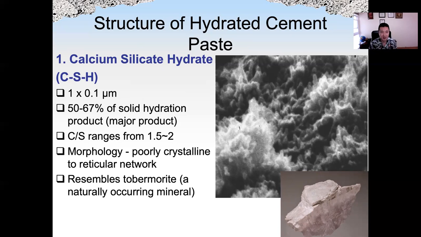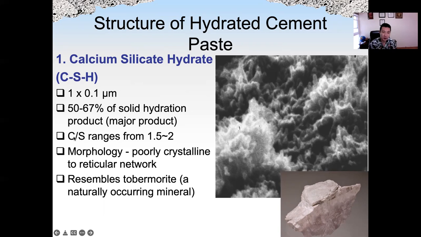Okay. CSH takes more than 50% of the total solid hydration product. It is the hydration product that provides the strength and also the durability of concrete. Okay, so by far the most important hydration product is CSH.